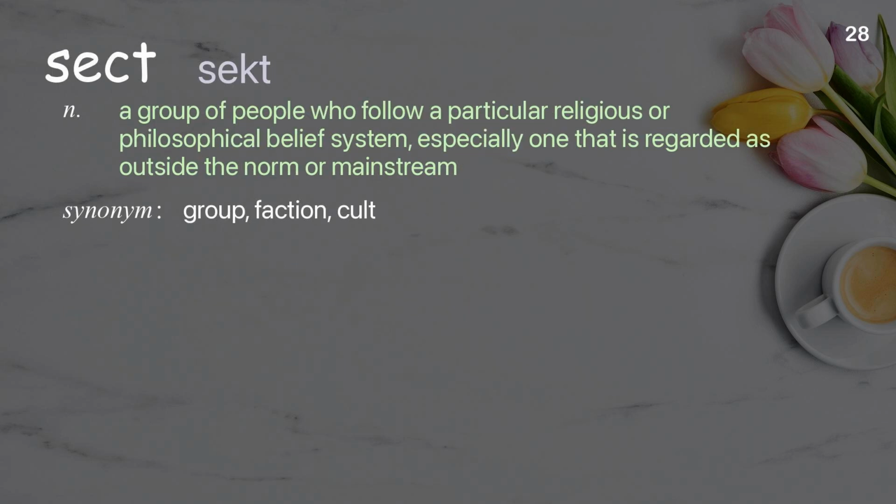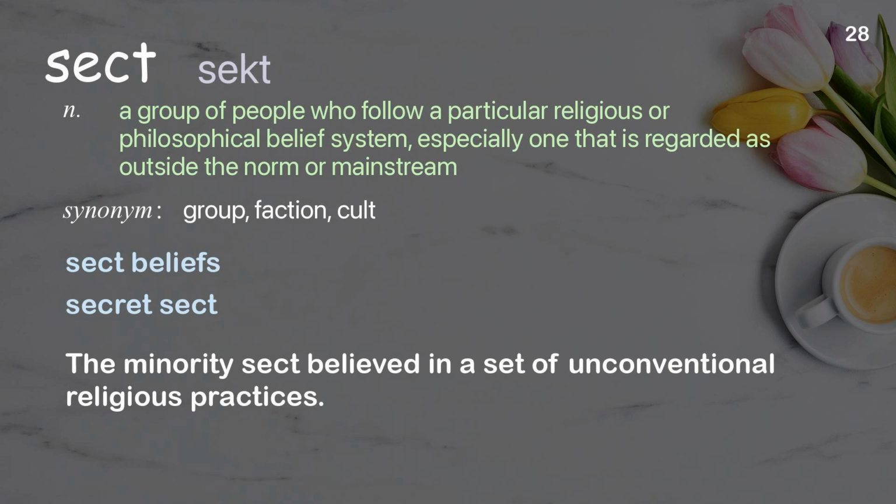Sect. A group of people who follow a particular religious or philosophical belief system, especially one that is regarded as outside the norm or mainstream. Examples. Sect beliefs. Secret sect. The minority sect believed in a set of unconventional religious practices.